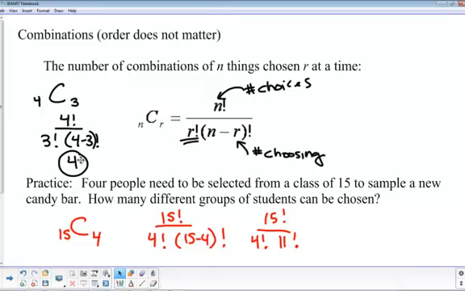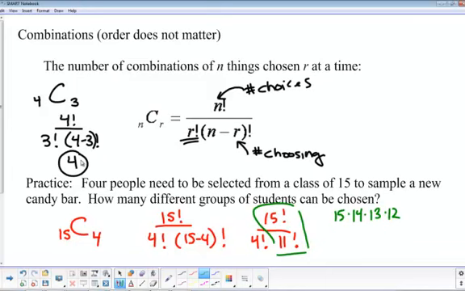Well, the first thing I do is look at the 15 and the 11, because that's really just 15 times 14 times 13 times 12, because everything else is going to cancel with the 11 factorial. And then I still need to take into consideration the 4 factorial. So my answer is 1,365.